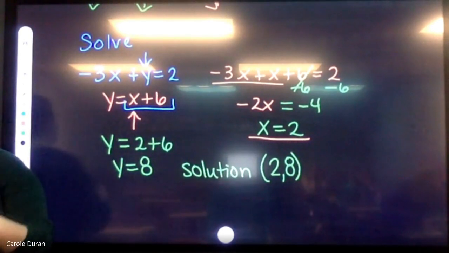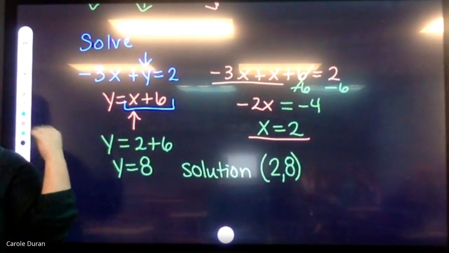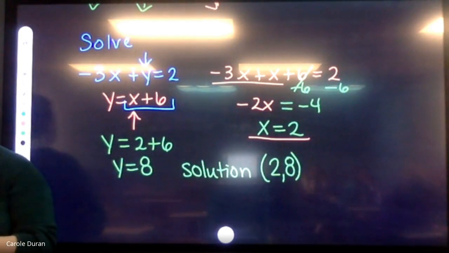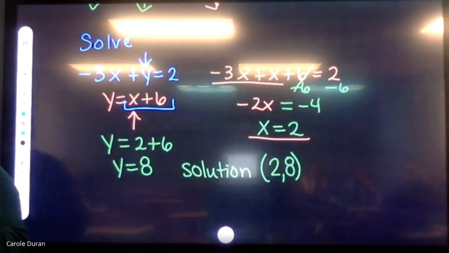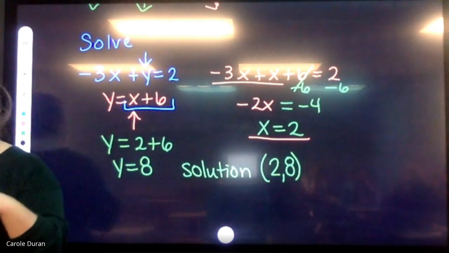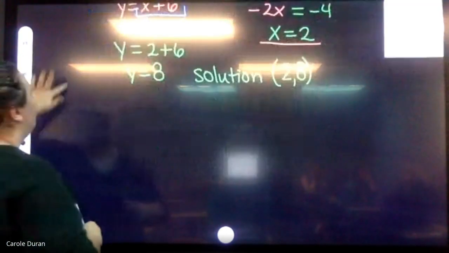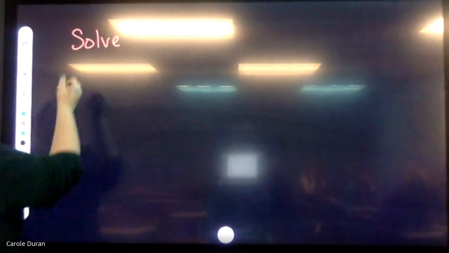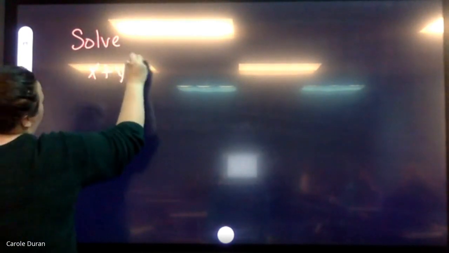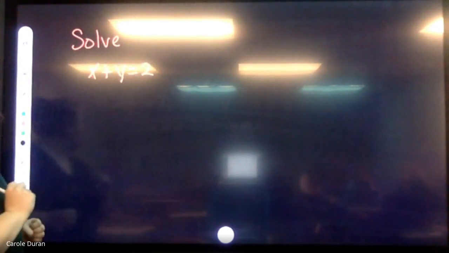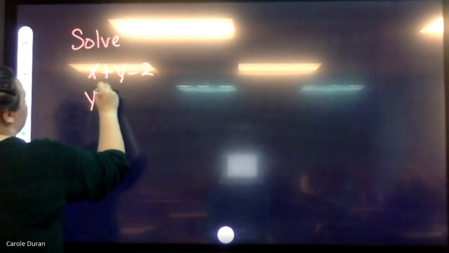So of course, we're going to do another one. This time, I'm taking one of these straight lines and I'm replacing it with a quadratic. So we're going to have two equations that are nonlinear when they're together, okay? So this time, I would like to solve x plus y equals 2 as my first equation, and then y equals x squared minus 4 as my second equation.